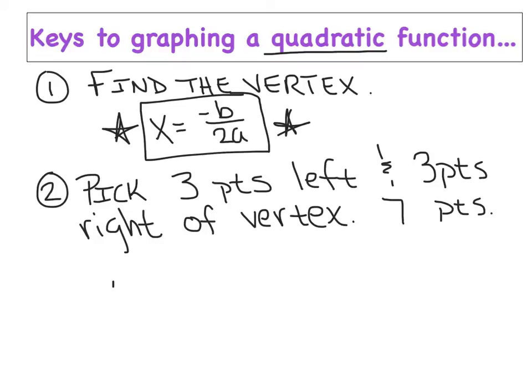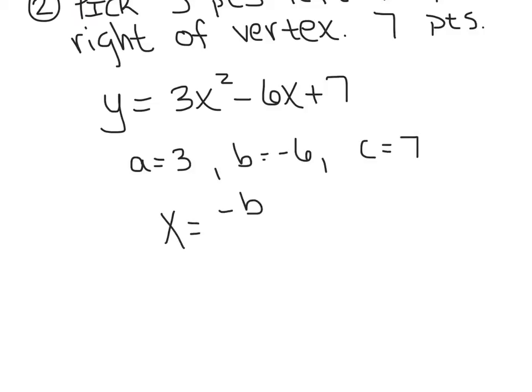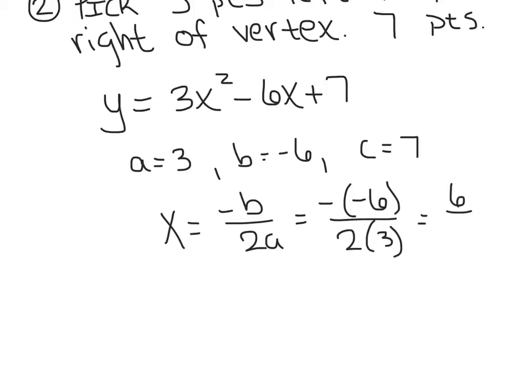So let's say I had the function y equals 3x squared minus, say, 6x plus 7, all right? So here's what I'm thinking. I know that a is equal to 3, b is equal to negative 6, and I know that c is equal to 7. And my formula, again, was just negative b divided by 2a, which in this case is, if I negate the negative 6 and then divide by 2 times 3, I'm going to get 6 divided by 6, or 1. So we could say that the vertex is located at x equals 1.